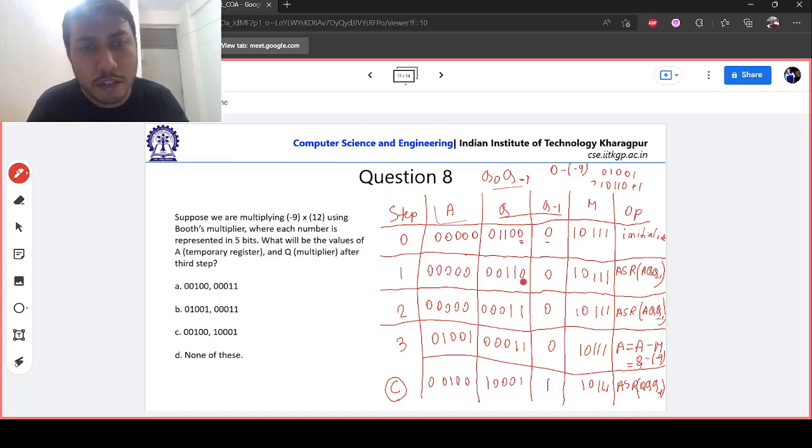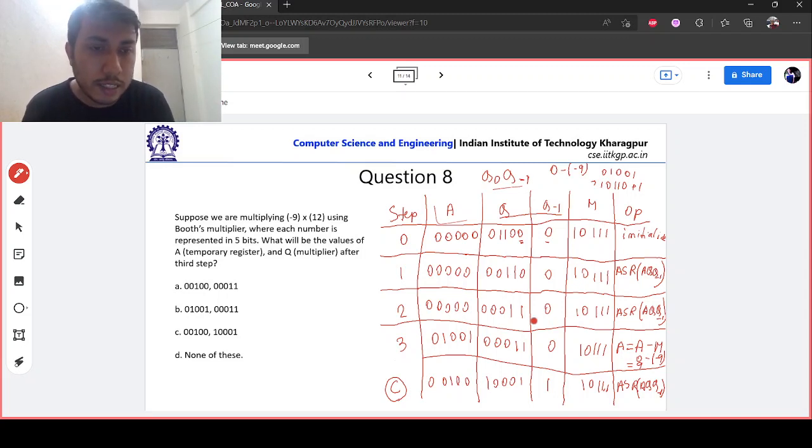Next, we again check the value stored in Q0 and Q minus 1. It is again 0 0. So we repeat the same process of an arithmetic shift right of A Q Q minus 1. So 0 will come here, 1 will come here, 1 will come here, 2 zeros will come here, and the remaining 4 zeros will come here, and 1 extra 0 will come because it is an arithmetic shift right. Next, Q0 and Q minus 1 is 1 0.